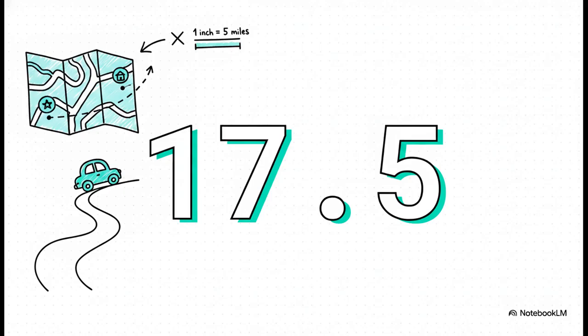We have to physically shift our minds from that plastic ruler on a desk to an actual car driving on a highway. We have to multiply those 3.5 map inches by our scale factor of 5 real-world miles. 3.5 times 5 gives us a real-world distance of 17.5 miles. Notice how the final unit completely shifted from inches on a page to miles out in the real world?